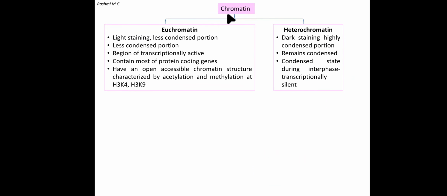We also discussed chromatin and its different subtypes, that is euchromatin and heterochromatin. Euchromatin is light staining, less condensed portion. Heterochromatin is dark staining, highly condensed portion. So light means it is transcriptionally active, dark means it is transcriptionally silent.